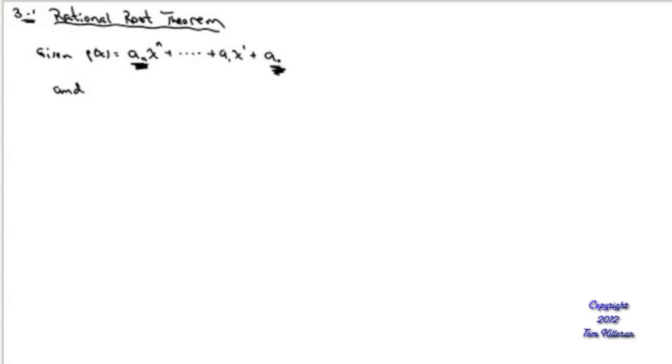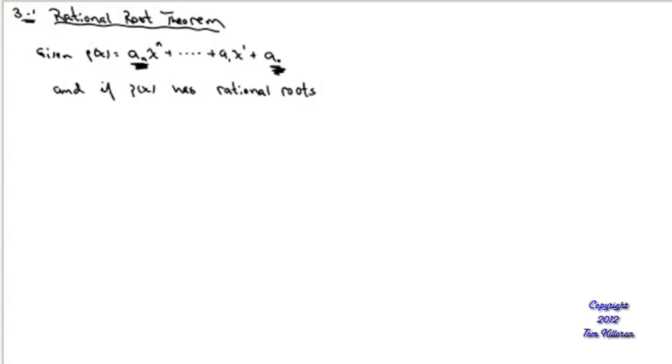And if p of x has rational roots, what's a rational number? What's the definition of it? It's a fraction, basically. It's an integer divided by an integer where the bottom can't be equal to 0.